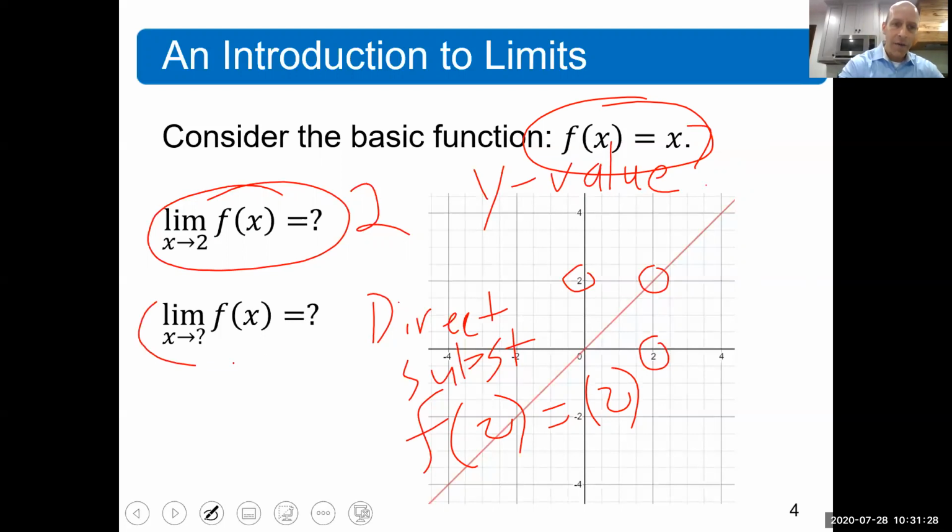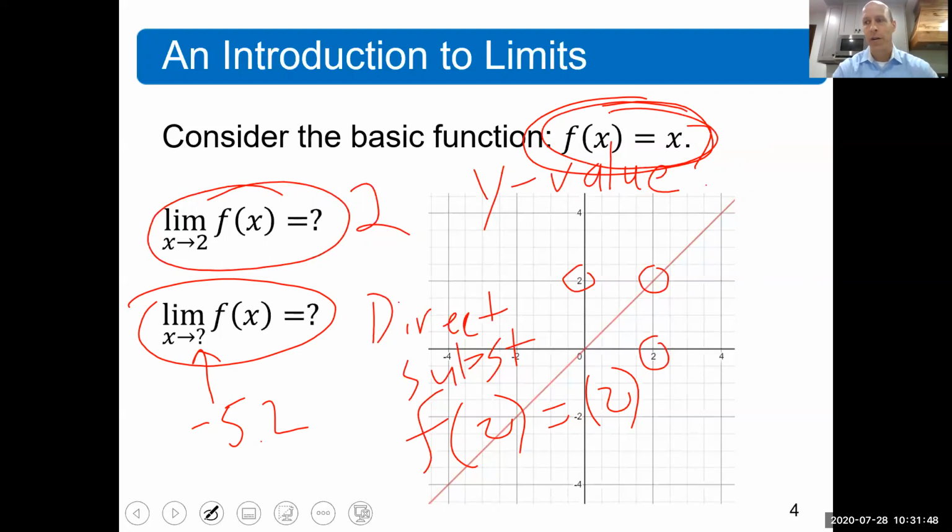In fact, if I asked you to find the limit, and this is the notation we use, the limit of f of x as x goes to a question mark, you could put in whatever number you wanted. I'll put in negative 5.2. Guess what the limit of f of x as x goes to negative 5.2 is? Well, you would plug negative 5.2 into our function here, and you'll get negative 5.2.